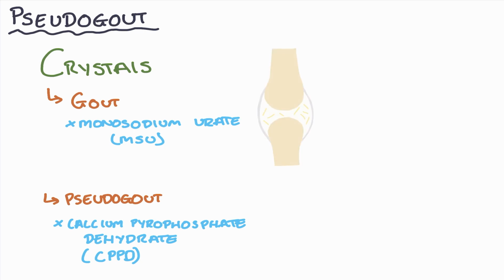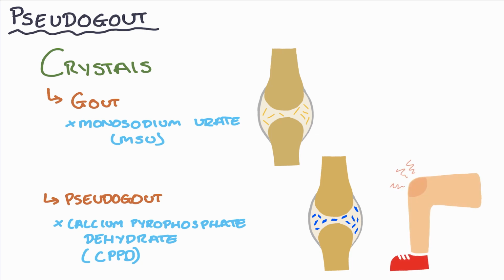Monosodium urate crystals in gout appear as yellow-shaped needles with negative birefringence. Calcium pyrophosphate dihydrate crystals in pseudogout, however, appear as blue rhomboid shapes with weakly positive birefringence. Pseudogout often affects larger joints, most classically the knee, whereas gout will affect the smaller joints, typically the big toe, which is known as podagra.